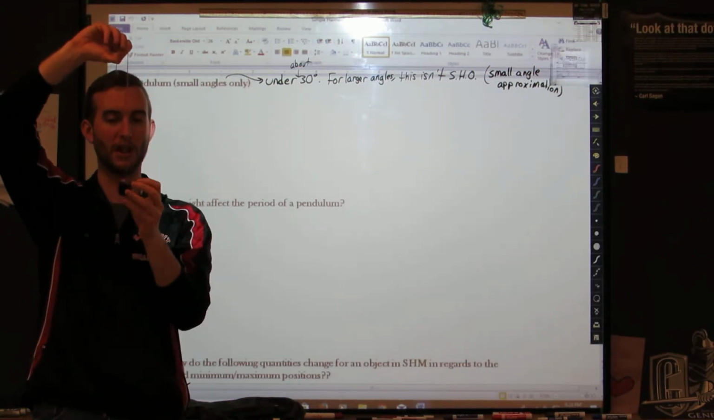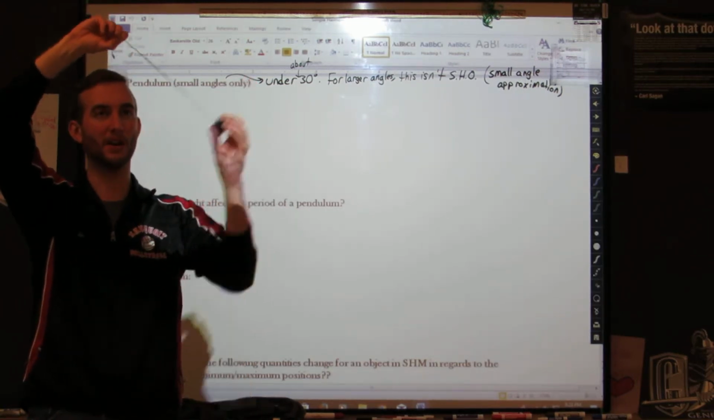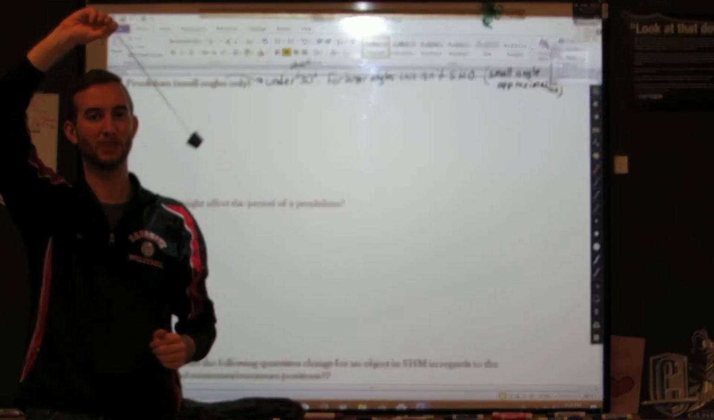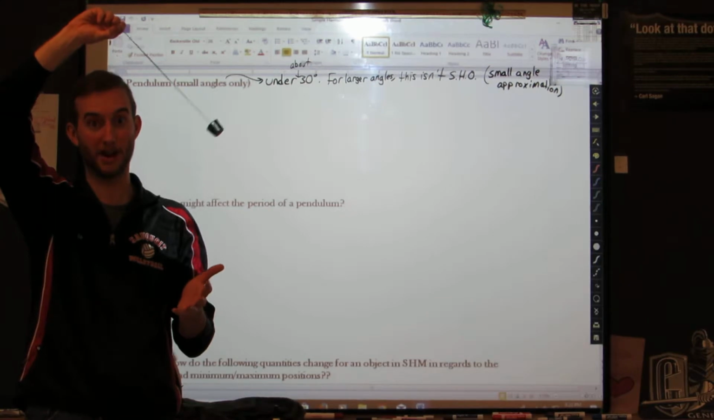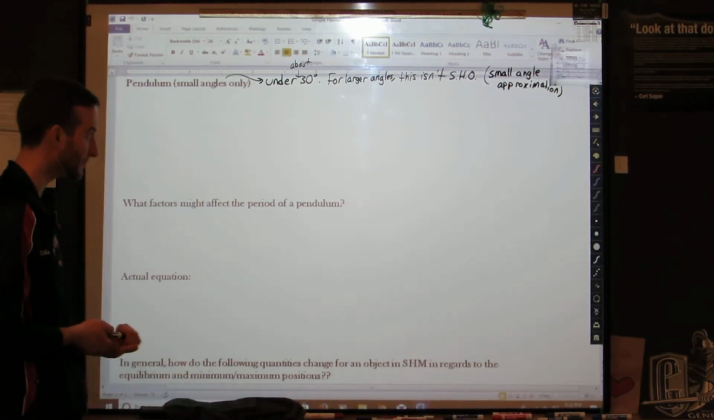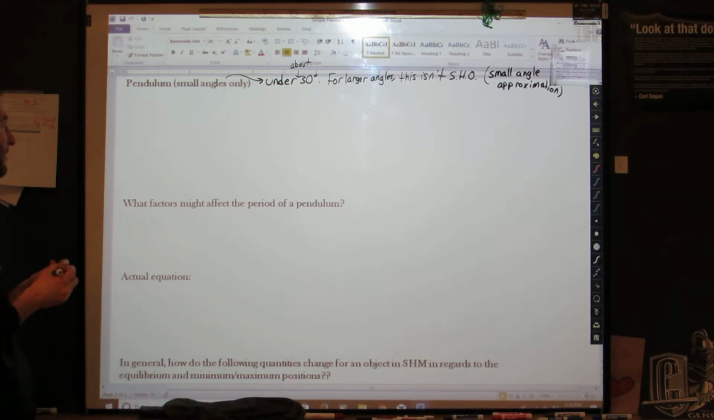We're measuring from the vertical line. As long as you're not going way up here, as long as you're sticking to about 30 degrees or lower, that is simple harmonic motion, or at least we can approximate it as simple harmonic motion. It's close enough for our purposes, okay? Not something you really need to worry about too much.